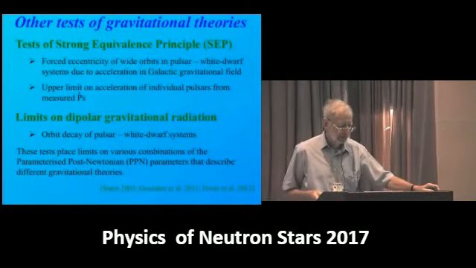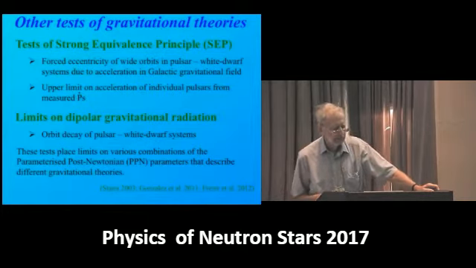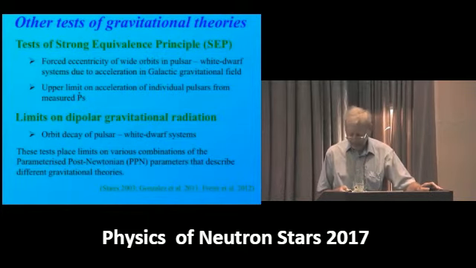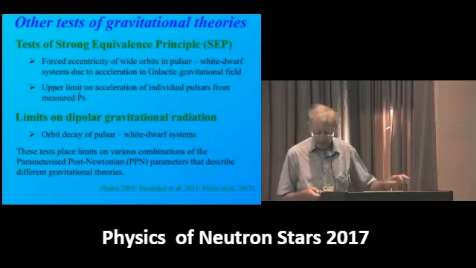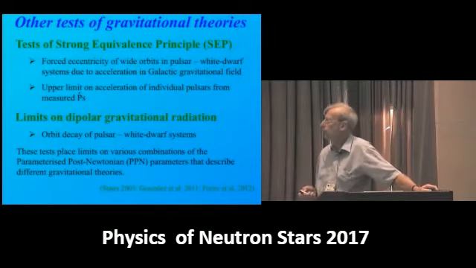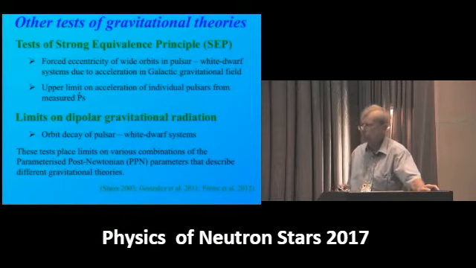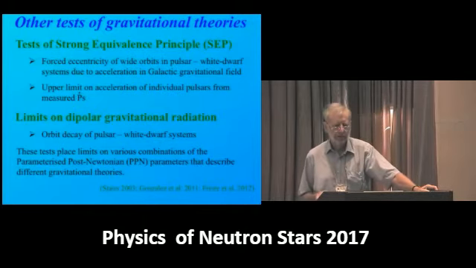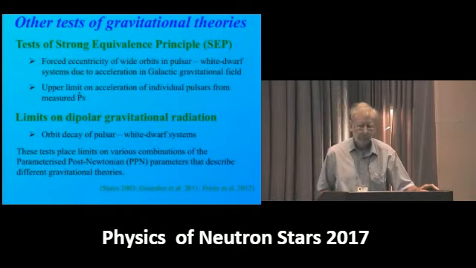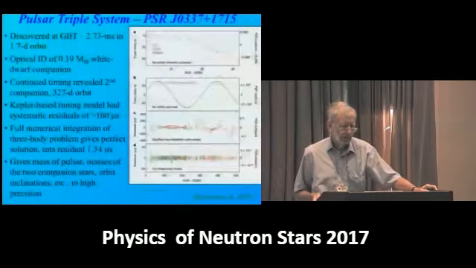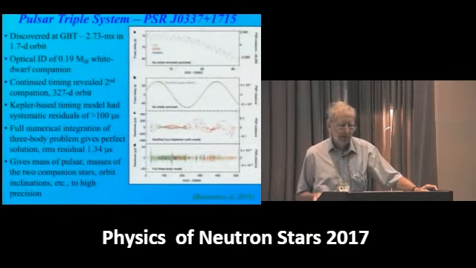I was going to say a little bit about other tests of gravitational theories. I mean, GR is not the only theory of gravity. So in principle, you can use pulsars to place, well, not only in principle, in practice, you can limit the parameters of other theories of gravity. Since I'm running out of time, I might have to skip this.